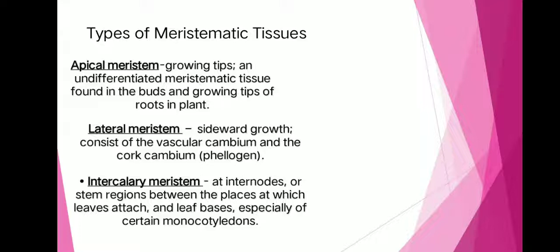Intercalary meristem. At internodes, or stem regions between the place at which leaves attach and leaf bases, especially of certain monocotyledons, is a type of meristematic tissue associated with the growth in length in the middle position. In particular, it is made up of meristematic cells that divide methodically in the stem at the base of nodes and leaf blades.